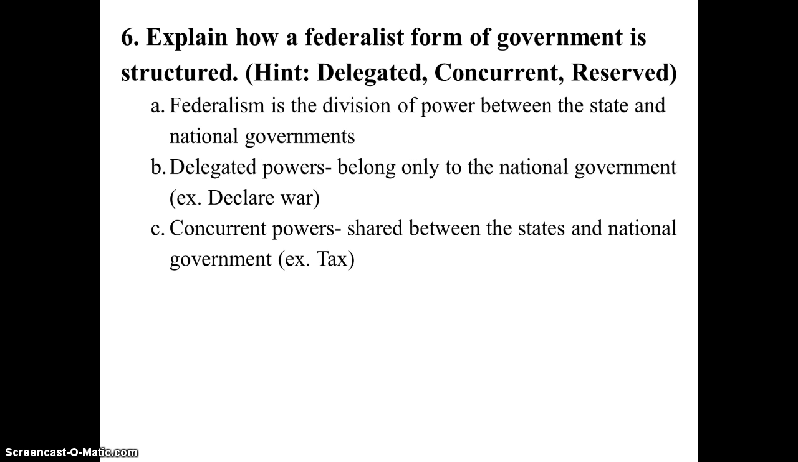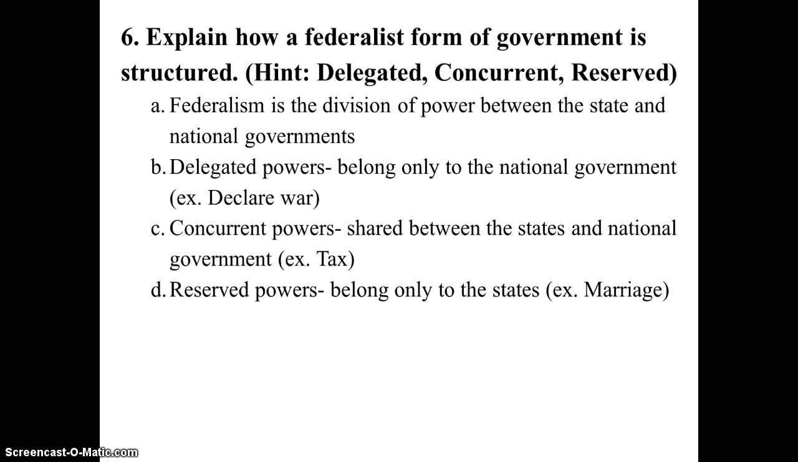Then we have concurrent powers. Those are powers that both the state and national government has. Like taxing. So if you work and you get a paycheck, you definitely know that you have state taxes that come out and you have federal taxes that come out. Laws. There are federal laws, there are state laws. Courts. There are state courts, there are federal courts. Those are all examples of concurrent powers.